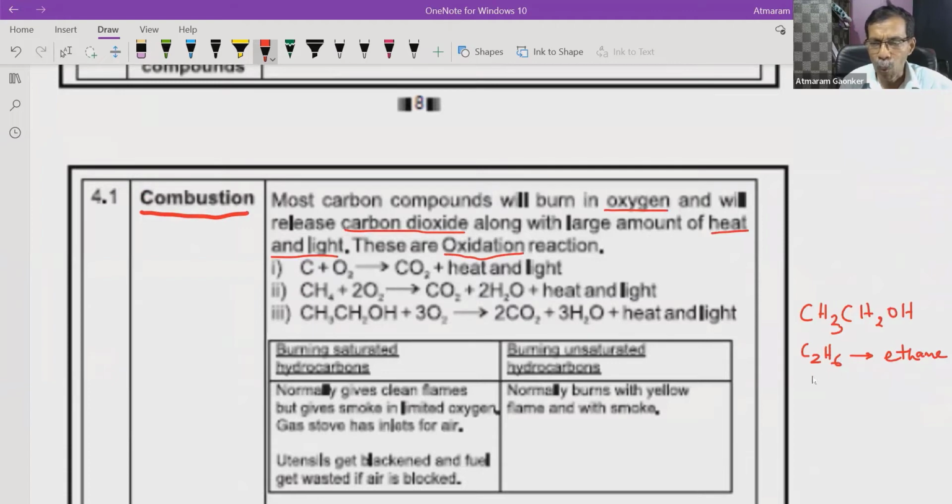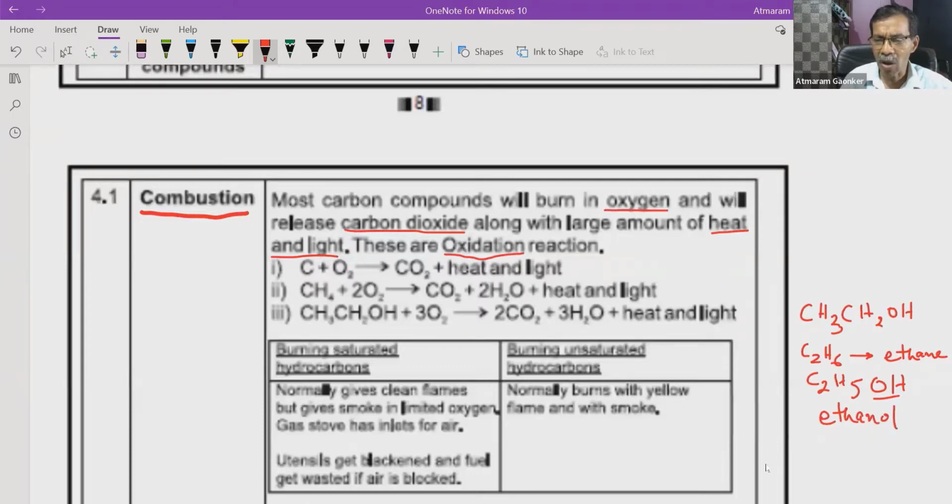This C2H6 is ethane. From there, one hydrogen is removed, C2H5. And one hydrogen that is removed is replaced by OH. And what is OH? OH is functional group called alcohol. And so what is the name of this? Because of ethane and OH, this is called ethanol.